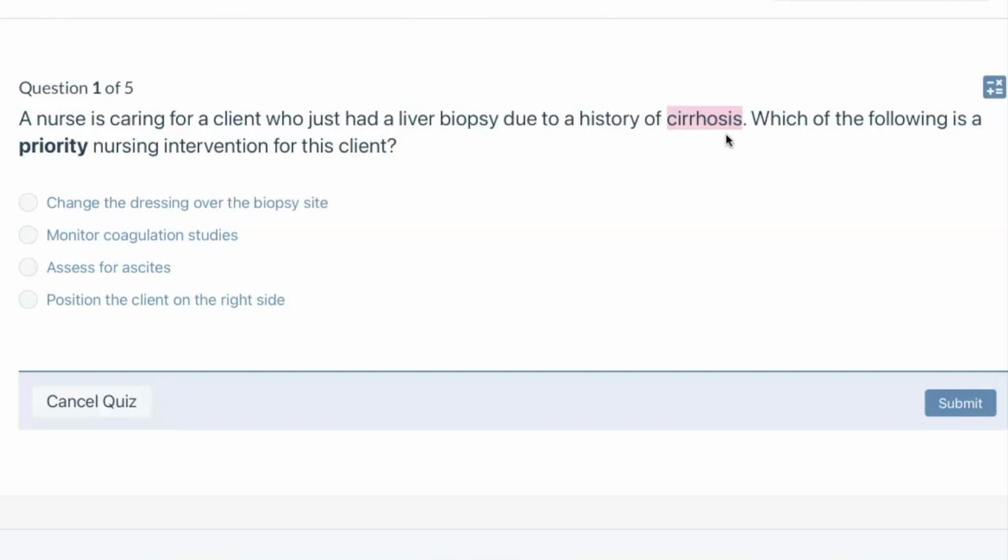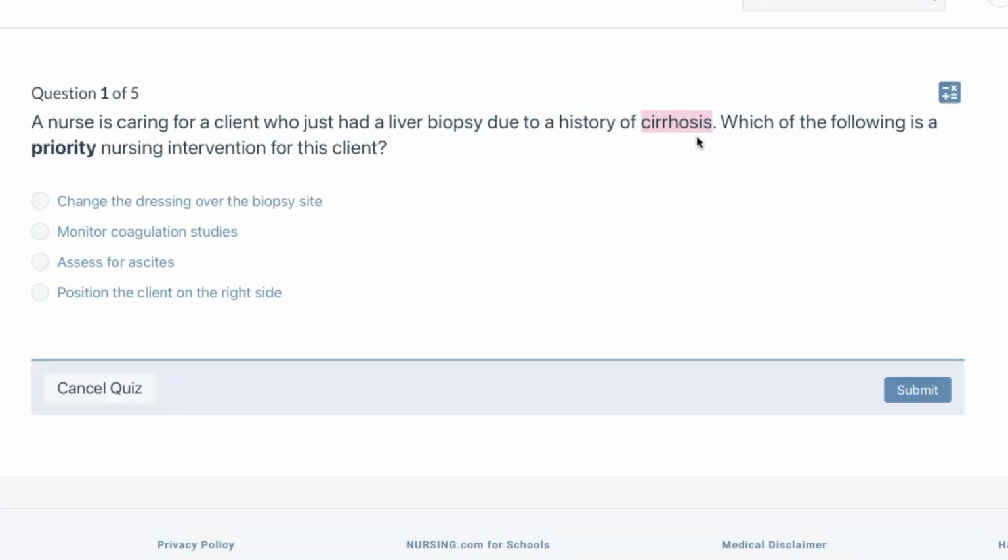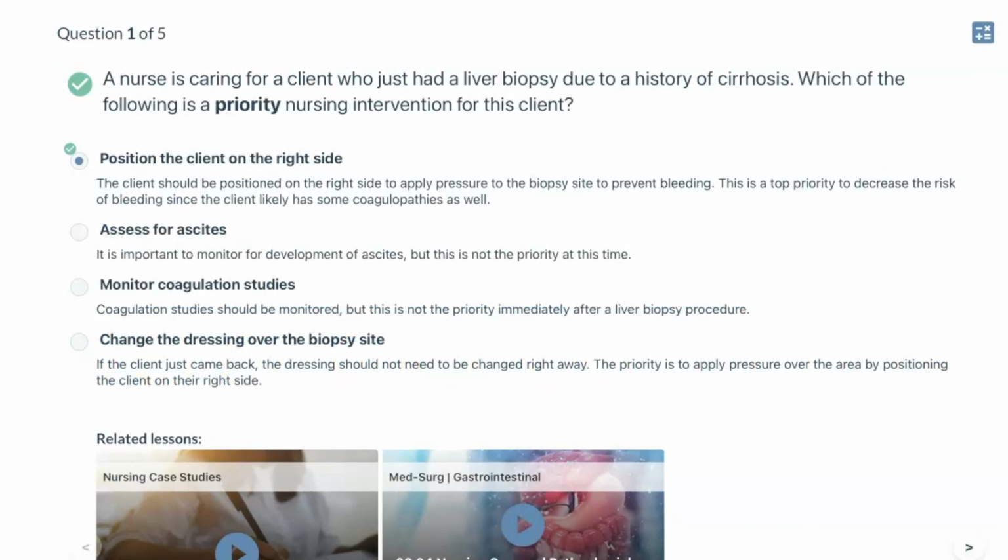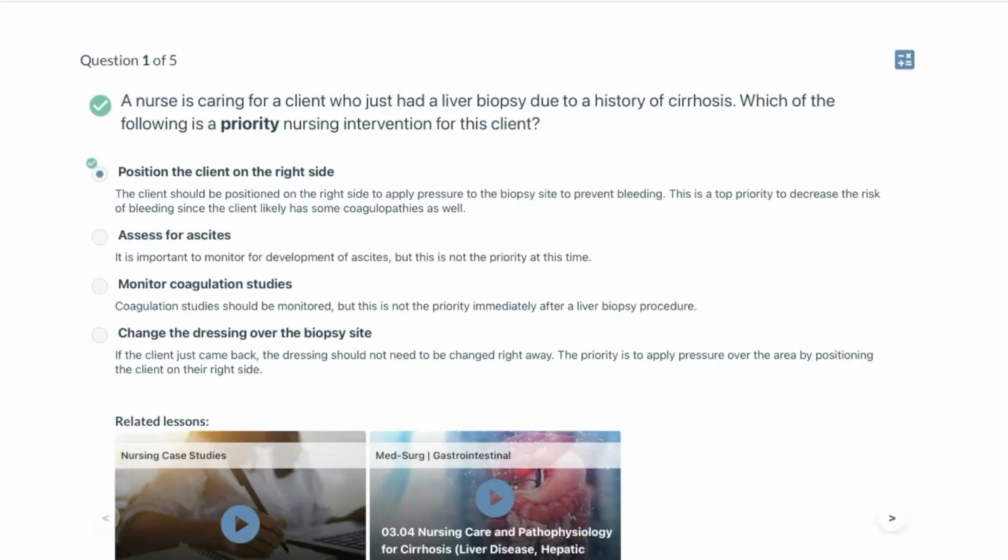So the priority intervention, you don't want to change the dressing right over the biopsy site because he just had it. You want to position the client on the right side to apply pressure to the biopsy site to prevent bleeding. This is the top priority to decrease the risk of bleeding for this patient.